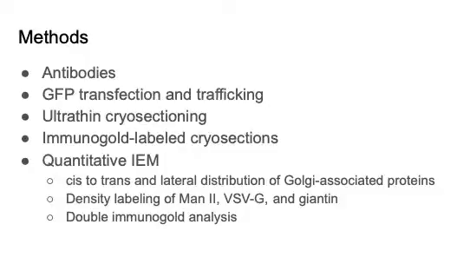Within the quantitative part, there was cis to trans and lateral distribution of Golgi-associated proteins, density labeling of MAN2, VSVG, and giantin, and double immunogold analysis. And then the cells that they chose for this specific study were NRK cells, and they were used because of the presence of Golgi stacks observed in a pre-immunogold labeling of many different types of tissue.